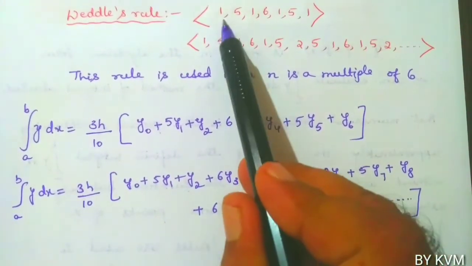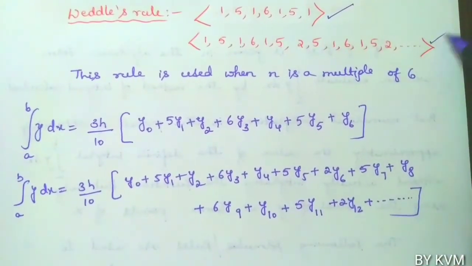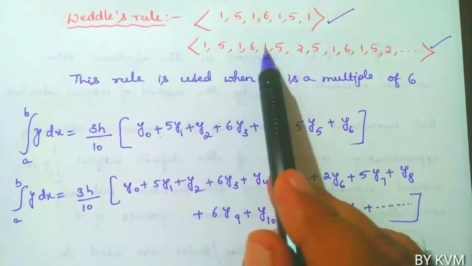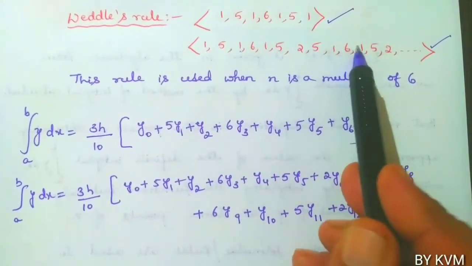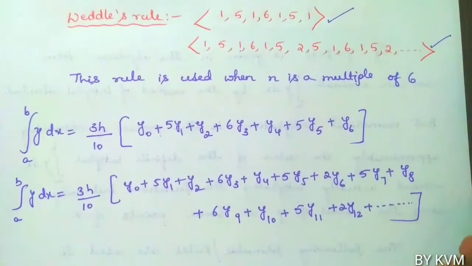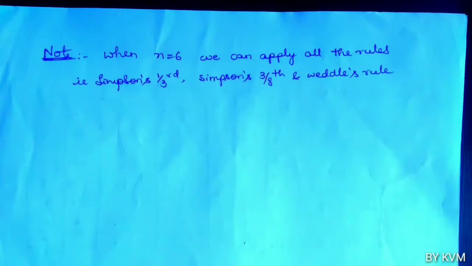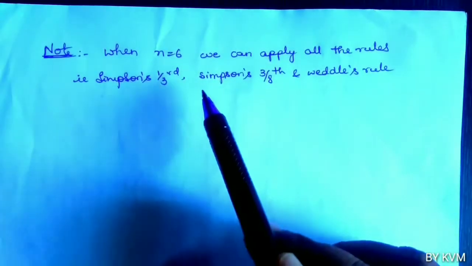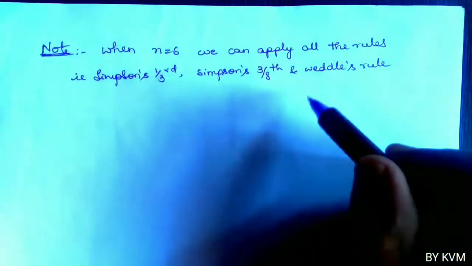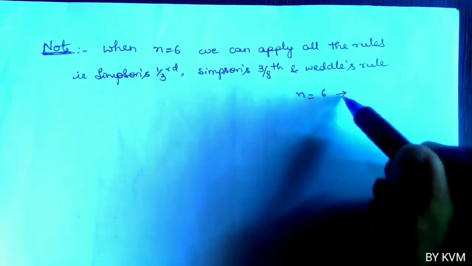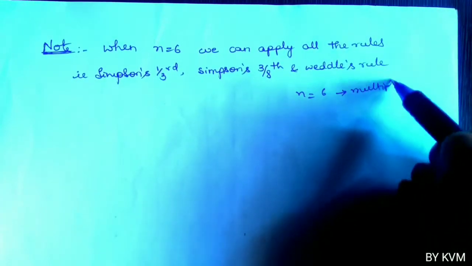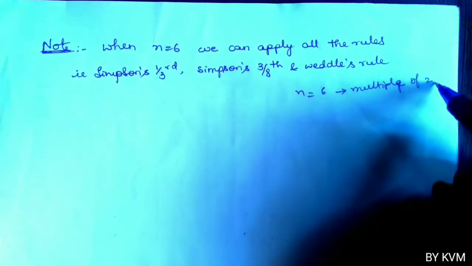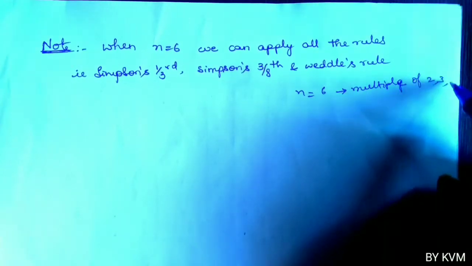Now if there are 7 points we have to use the first sequence, if there are more than 7 points we have to use the second sequence. So you have to remember the order of the sequence. There is an important note here: when n equals 6 we can apply all 3 rules, that is Simpson's one-third rule, Simpson's 3 by 8 rule and Weddle's rule, because n equals 6 is a multiple of 2, 3 and also 6.